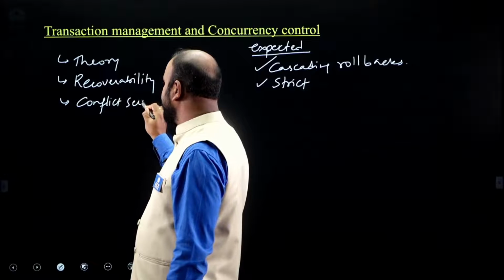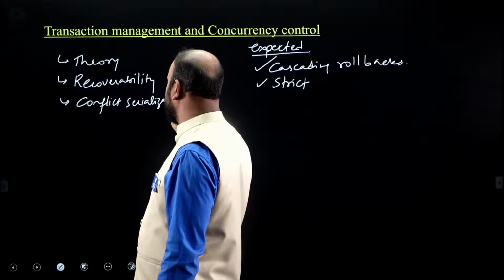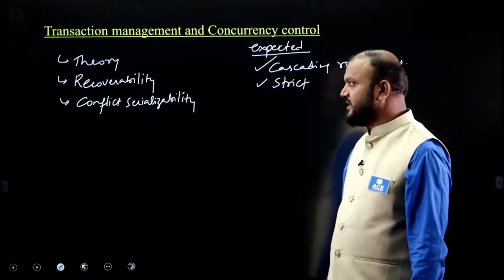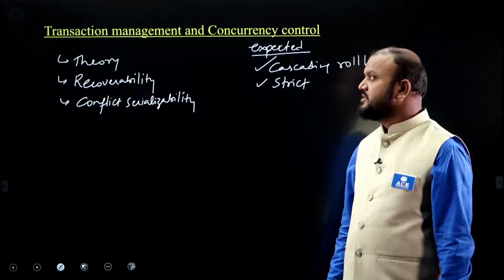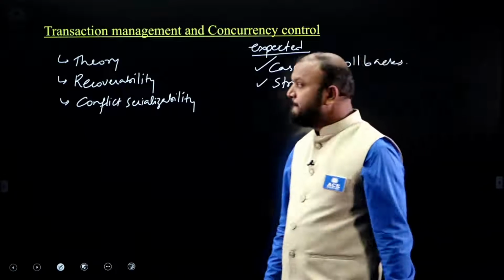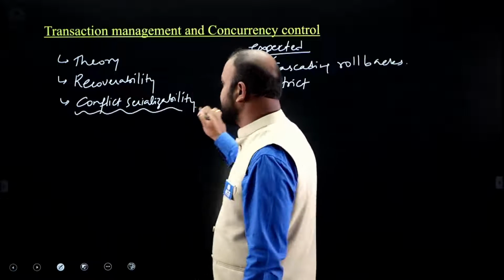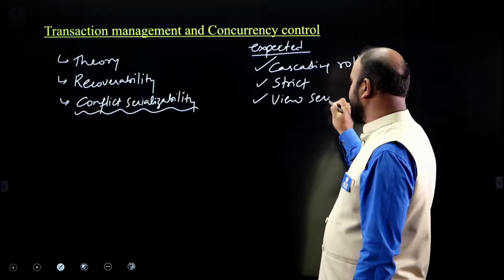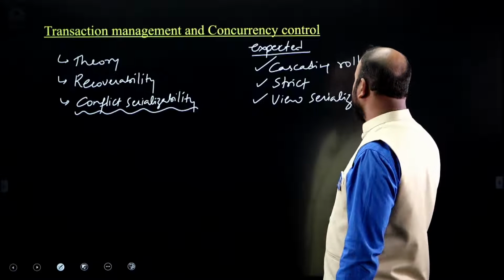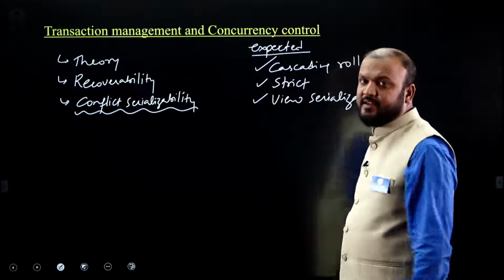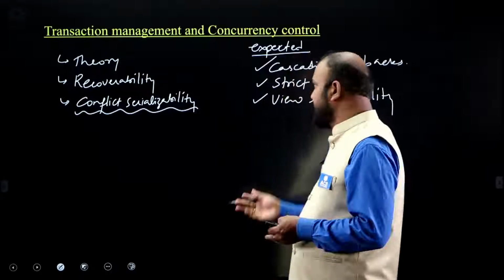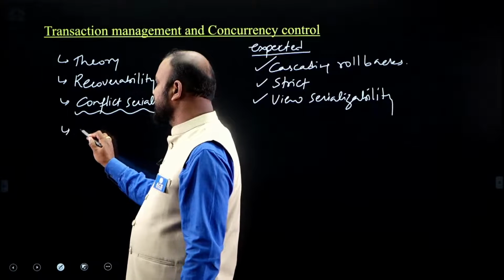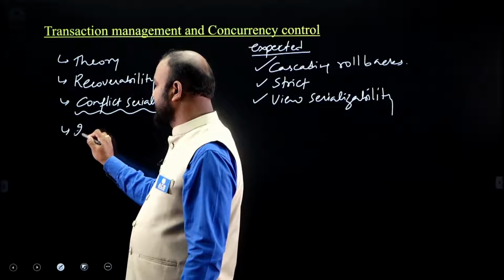And actually to test serializability, we have two methods: conflict serializability and view serializability. The majority of the questions from this entire topic are asked on conflict serializability. But so far no question has been asked on view serializability. This time you can expect a question on view serializability. The way the questions were asked on conflict serializability, in a similar way questions are possible to be asked on view serializability. And very few questions are asked on concurrency control protocols, the two-phase protocols.